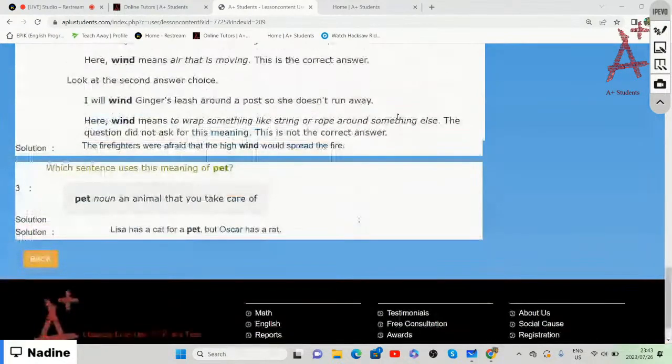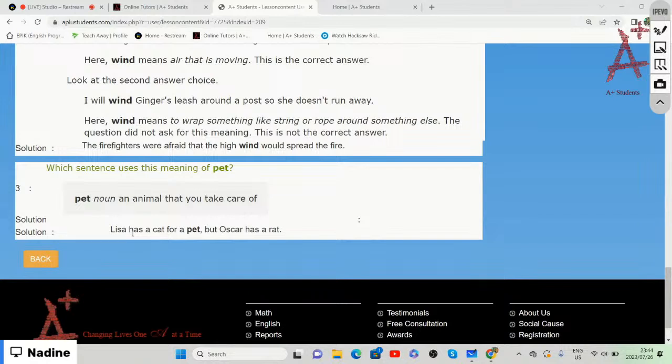All right, and then we have the last one, which is: which sentence uses the meaning of pet? Pet is a noun, an animal that you take care of. So Lisa has a cat for a pet, but Oscar has a rat. In this case, the correct sentence that matches the meaning is definitely a specific pet that you have at home, an animal that you're taking care of.